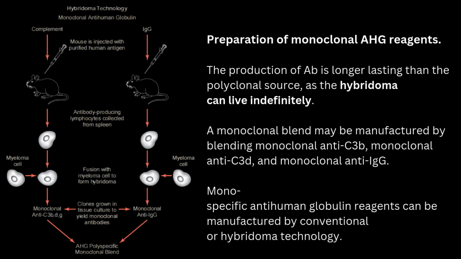A critical aspect of manufacturing monoclonal AHG reagents is the blend of specific components. A monoclonal blend is created by combining monoclonal anti-C3b, monoclonal anti-C3d, and monoclonal anti-IgG. This precise combination ensures that the reagents are highly specific to the antigens they are designed to detect. Additionally, these reagents can be produced by either conventional methods or the advanced hybridoma technology, which offers consistency and precision in antibody production. This approach provides a more standardized and reliable tool for laboratory diagnostics.